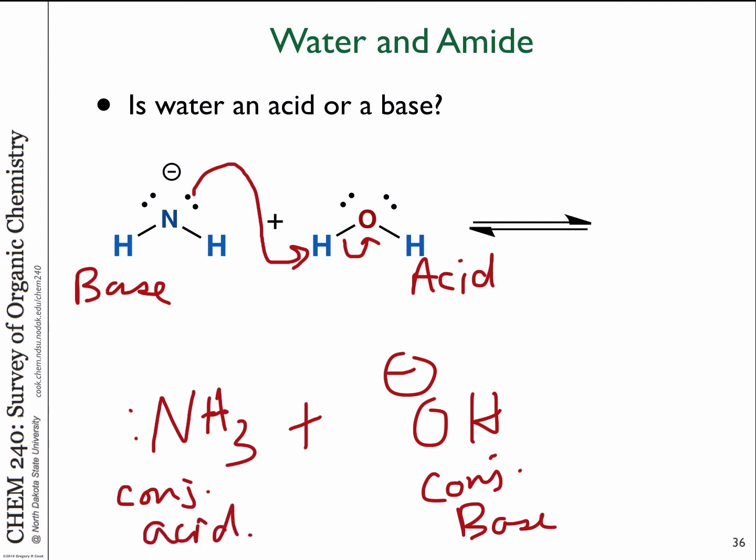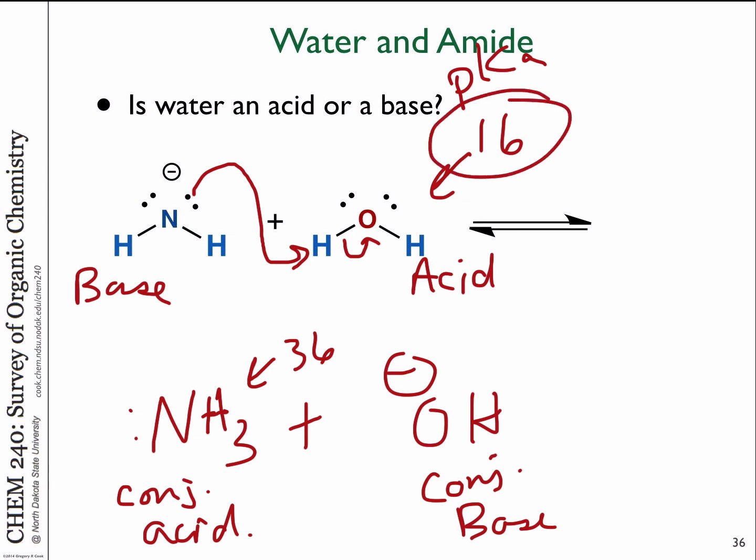Okay, so if we just look at the acid strengths, the pKa's of the acid on each side of the equation, the pKa of water is about 16, roughly, 15.7 to be exact. The pKa of ammonia is 36. Which is the stronger acid? H2O, right? Remember, pKa, the lower the number, the stronger the acid. Water is by far the stronger acid than ammonia.